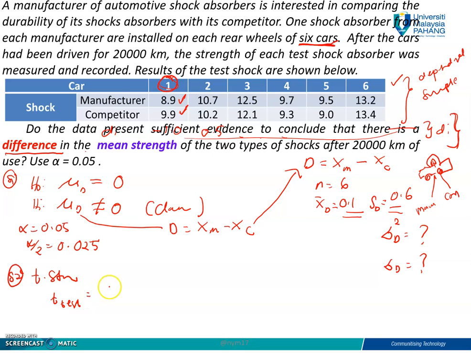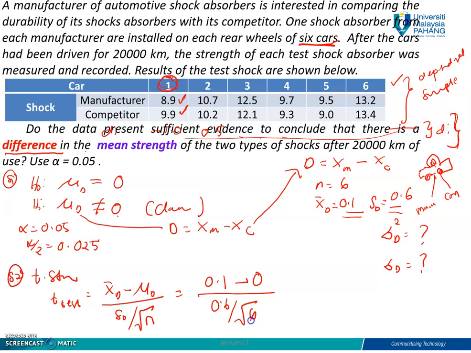Your t-test is x bar d minus mu naught d, divided by sd over square root n. Your x bar d is this one, 0.1 minus 0, and then divide by sd, 0.6, divided by square root 6. Your sample size is 6. Then you will get 0.4082. So that is your step number 2.